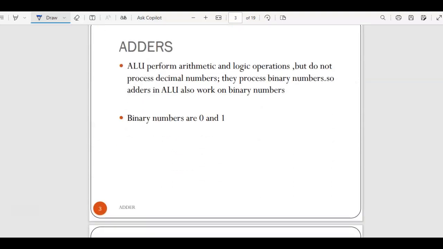Now the adders. The ALU performs arithmetic and logic operations. If you remember the previous chapter, where we covered the CPU, the CPU diagram is actually a combination of three parts: the ALU, the CU, and the clock. The ALU stands for arithmetic and logic unit.